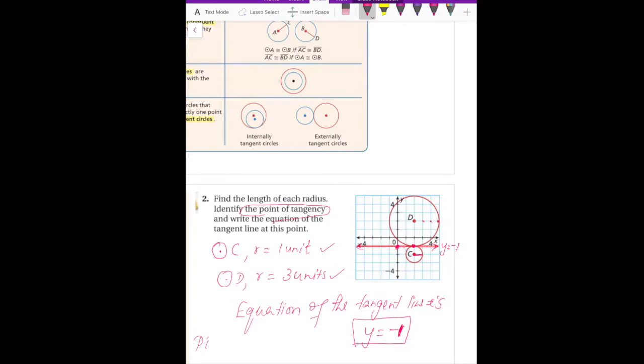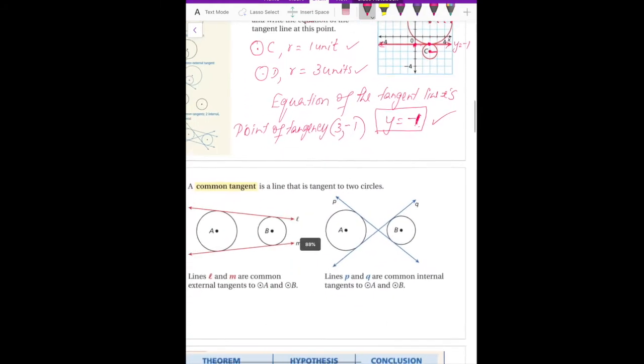So what are the coordinates of that? You need to write that. Point of tangency is, 1, 2, 3 on the x-axis and negative 1. 3 comma negative 1, and that negative 1 is this because y equal to negative 1 is parallel to the x-axis, and that is the equation of the tangent line. So let's move on.